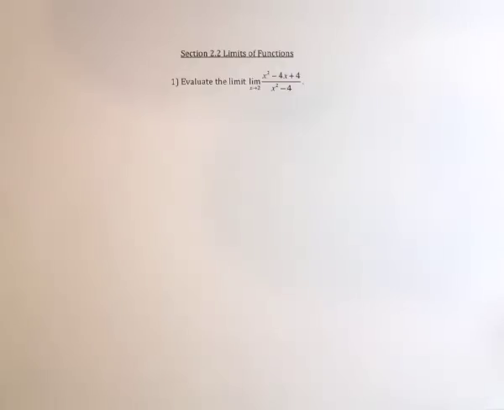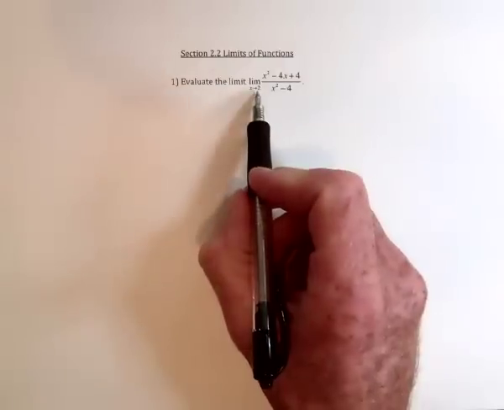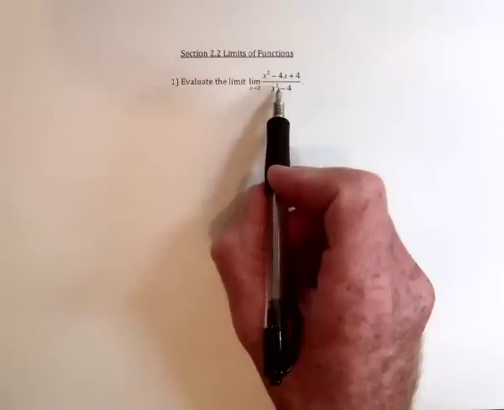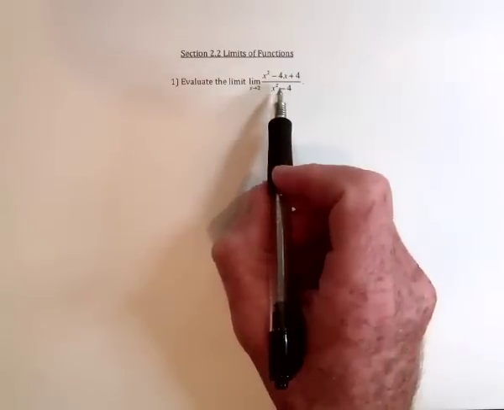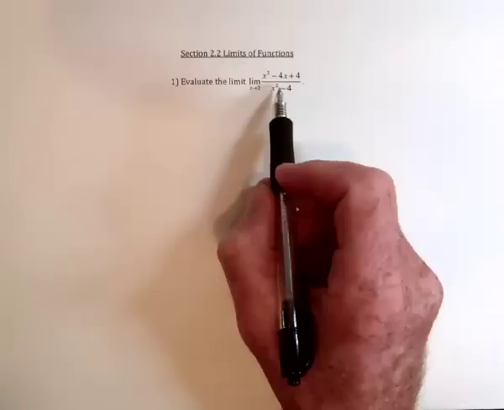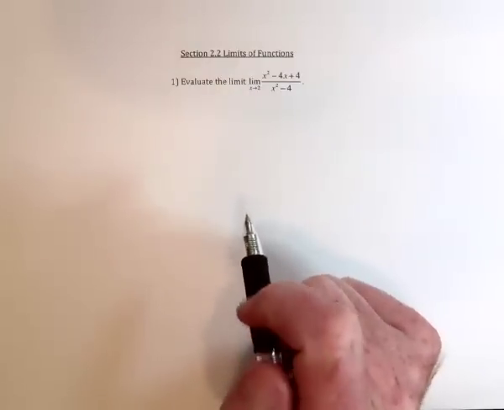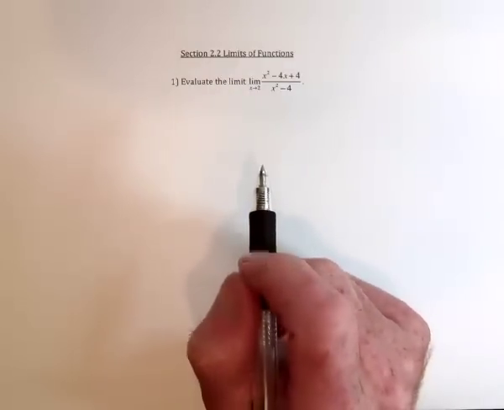When trying to evaluate limits, especially when this is a number, the first thing to do is substitute that number in for x and see if you get a numerical result. If you do, you're done. If you get something like division by 0 or infinities, then you need to try something else.